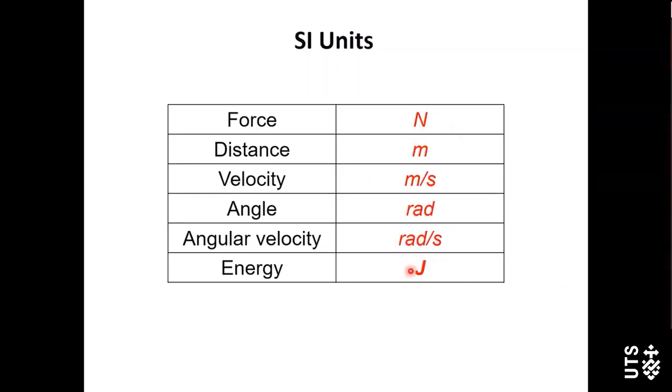If we always use SI units, for force is Newton, for displacement meter, for velocity meter per second, for angle radians, for angular velocity radians per second, then the unit of work and energy will be joule.